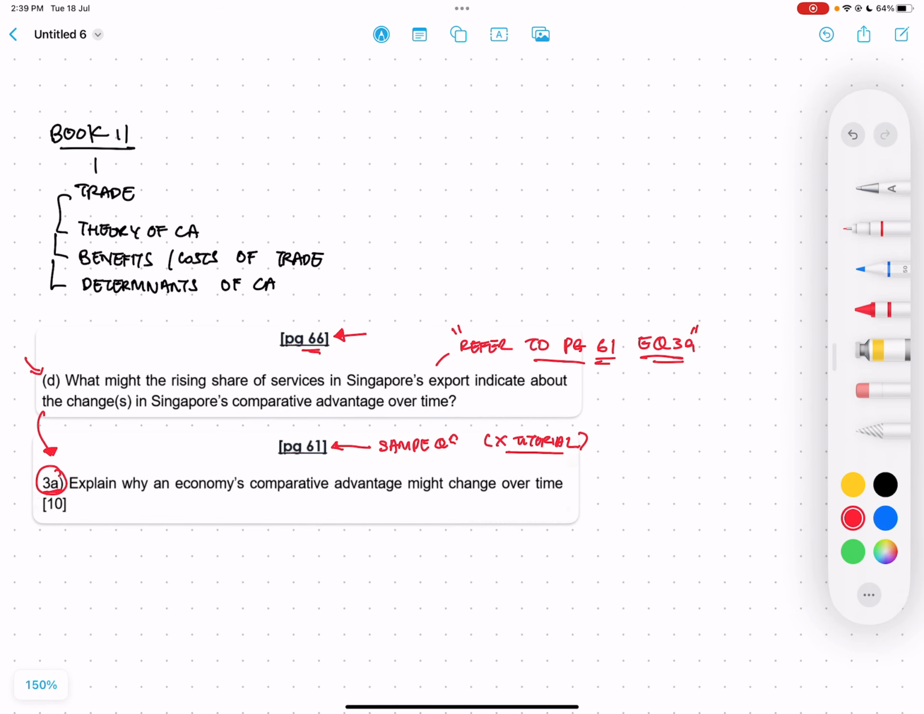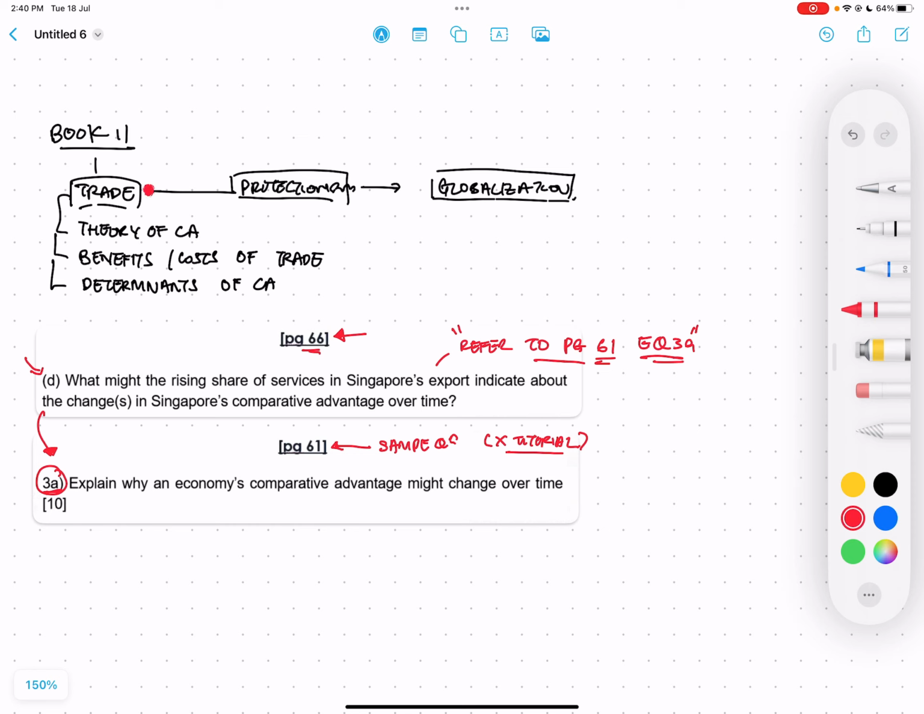So I told you that book 11, right, actually the first big facet you will learn is trade, the second big facet you will learn is protectionism, and then the third big facet you learn is globalization. Right. So now we are still at trade. Okay, we're still at trade. And then I mentioned to you, we spoke about the theory of CA already. We spoke about the circles and squares. Okay, and how the theory of CA would increase consumption levels.